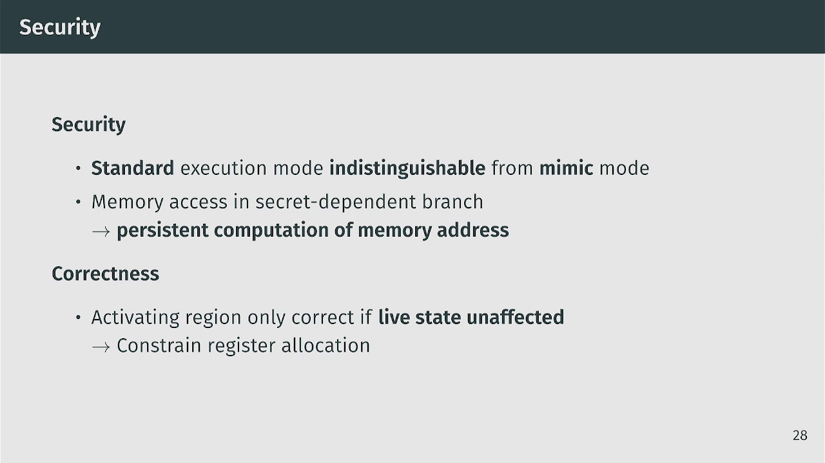However, an activating region is only correct if the live state is unaffected in mimic mode. This means that persistent instructions should not write to registers that are live and entering the activating regions. And this is why in the implementation we had to constrain the register allocator to make sure that those persistent instructions use free registers.